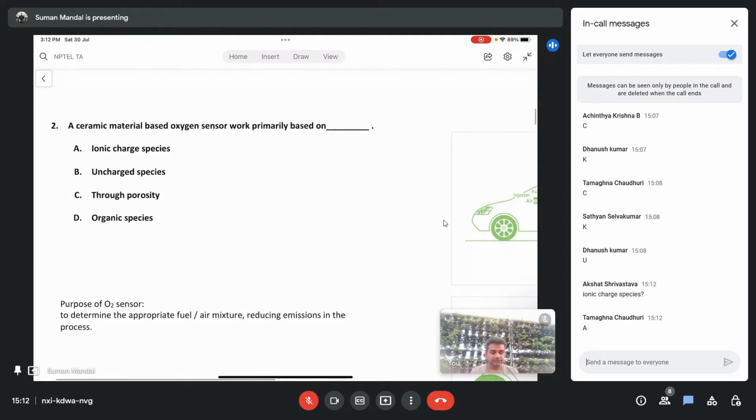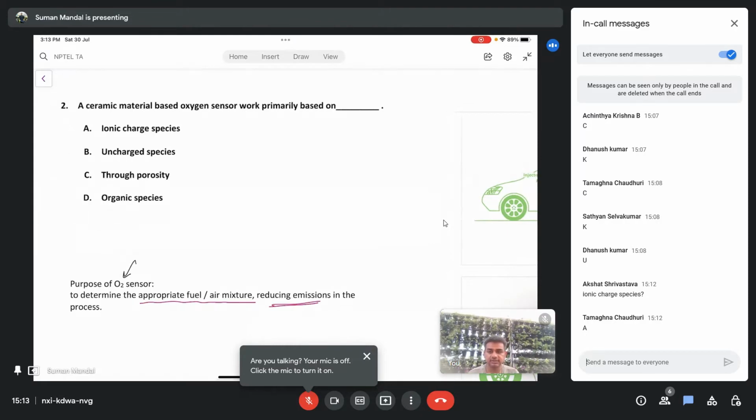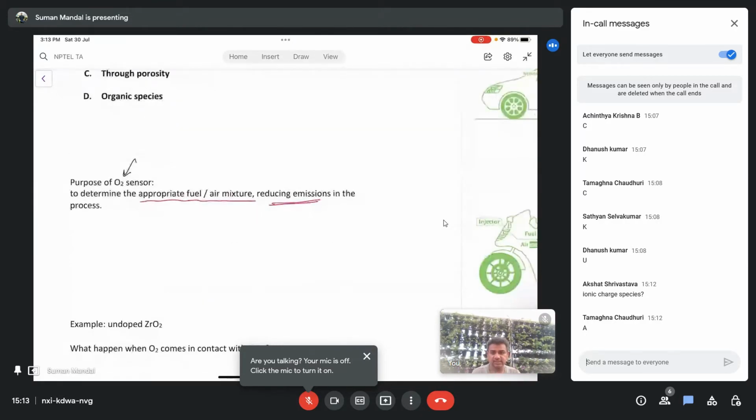Okay. So first off, why do we have an oxygen sensor in our cars and bikes? It is to determine the appropriate fuel and air mixture ratio. So it will reduce the emissions, and it will also help us in getting more energy out of the fuel that we put in the bikes and cars. So that is why we have these zirconia sensors in our cars and bikes.